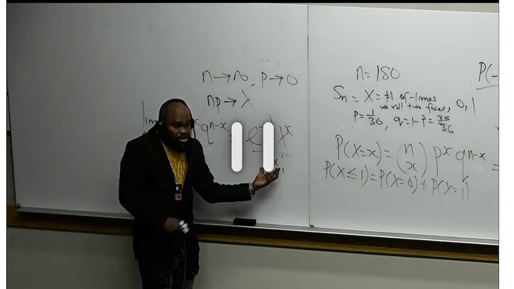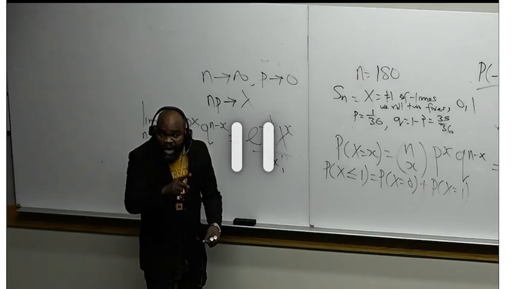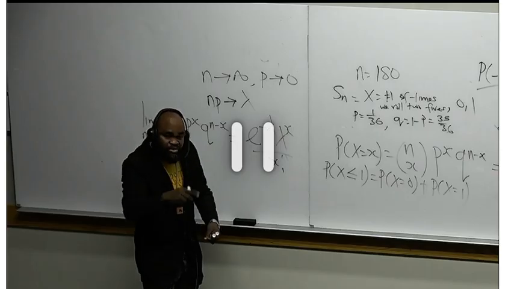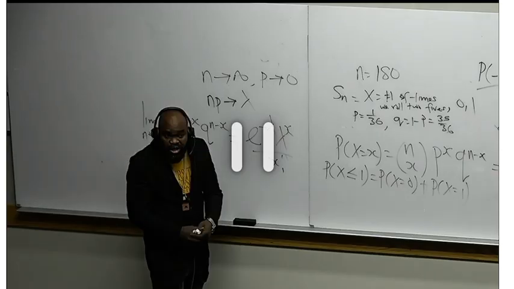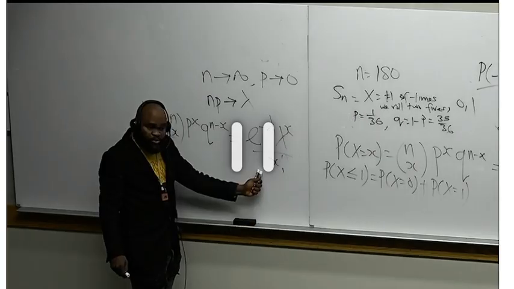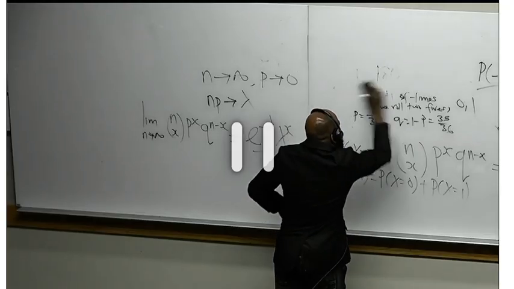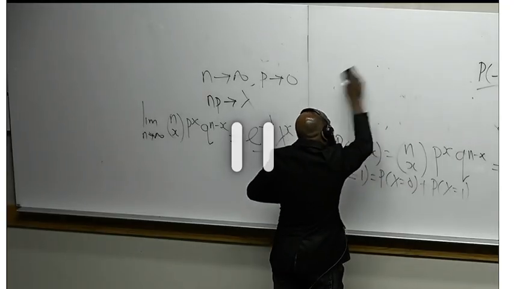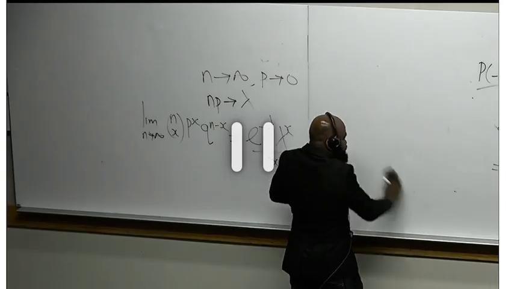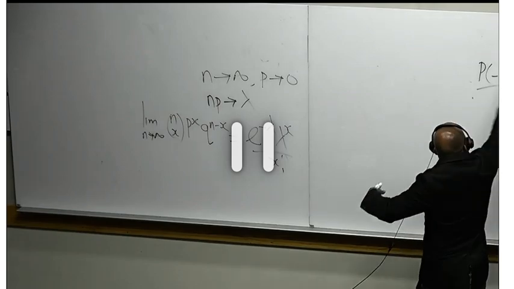Now, the condition under which we can use normal for a binomial problem is when np is greater than 5, and when n times 1 minus p is also greater than 5. But the condition here is when n tends to infinity, p tends to 0, np tends to lambda, I can use Poisson. Now, I want to use Poisson approximation for the same problem.